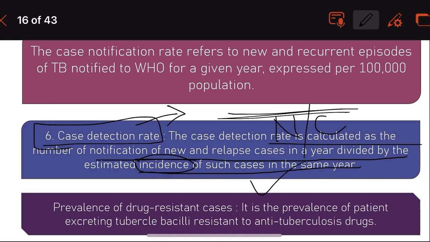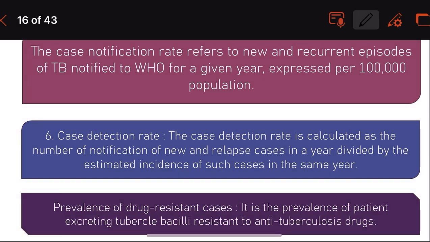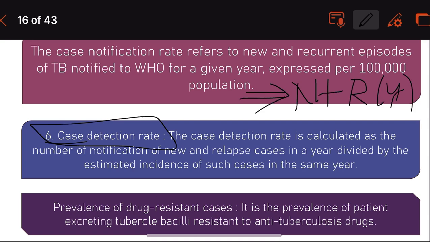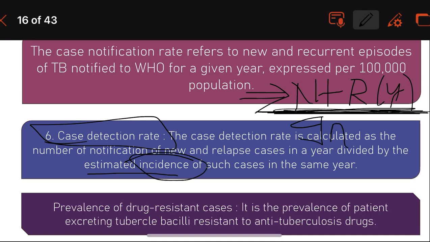Wait, let me just write it properly for you. So we have case detection rate. It is calculated as the number of new plus relapsed cases in a year, and this is divided by the estimated incidence. It is divided by incidence. What is incidence? The new plus relapse cases in the same year.